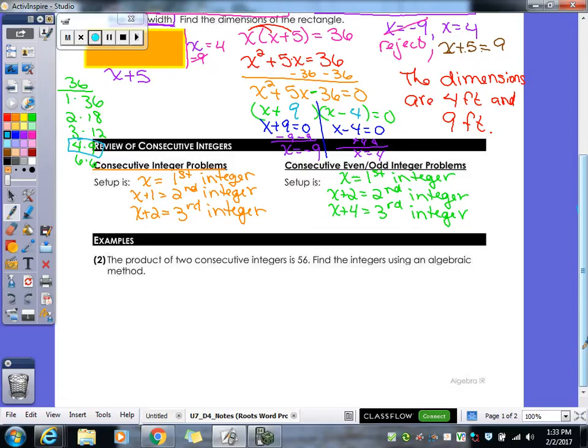So let's take a look at our second example on here. We have the product of two consecutive integers is 56. Find the integers using an algebraic method, which is everything we've been doing. That's an algebraic method. All right, so we're talking consecutive integers. What is our first integer? X. So let x equal first integer. But I need a second let statement because I need two integers. So they're just consecutive, so my second one is going to be x plus 1.